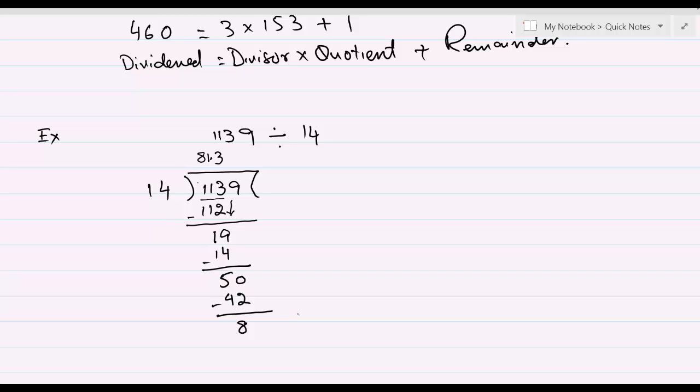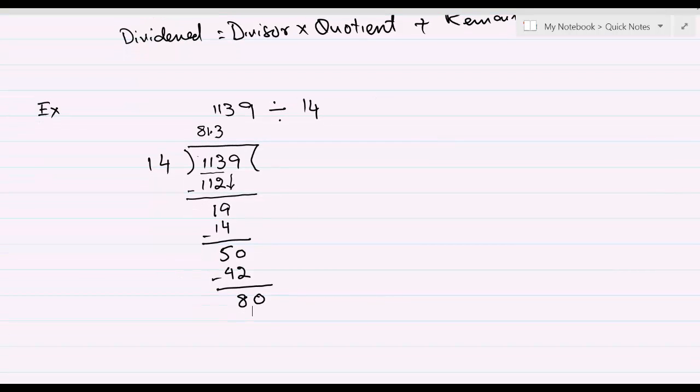No more decimal. I mean, there is only one decimal that you can place. This time, as there is no more digit, so you can add 1 0 more, and then read the table of 14 up to 80. So 14 5 times would be 70, and this will leave behind 10.